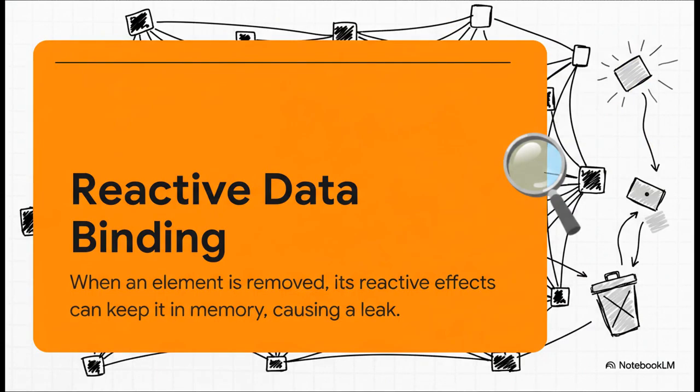Now, to really get what went wrong, you have to understand reactivity. Think of it like a spider web. Your data is in the middle, and all your user interface elements are connected to it by threads. You poke the data, the web ripples, and the UI updates automatically. The problem is, if you remove an element from the page but you don't properly cut all its little threads in that web, it never really goes away. It just becomes a ghost, hanging around in memory forever.